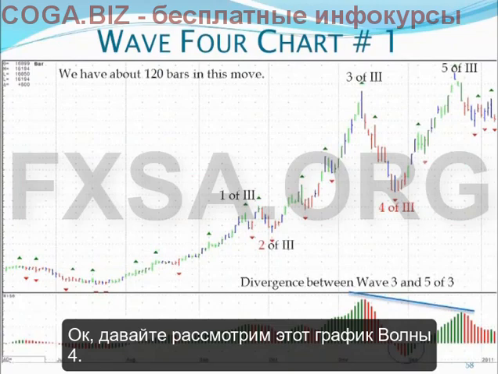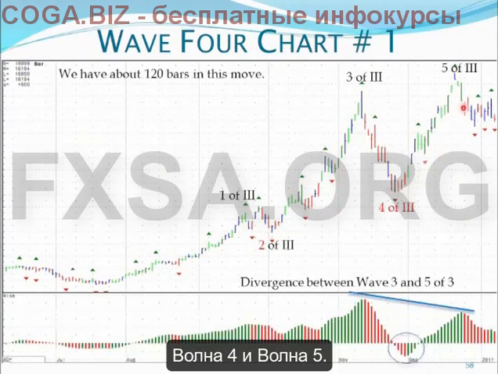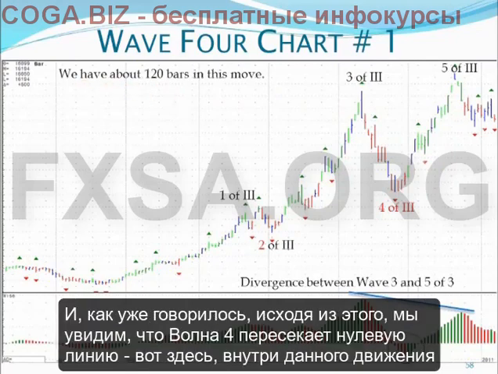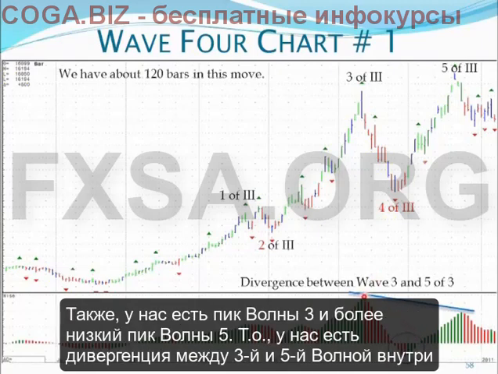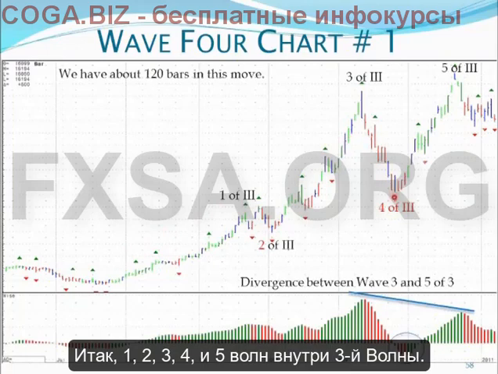Okay, let's look at this wave 4 chart. Now here what we have, we're going to start with a wave 1, wave 2, wave 3. That's our tallest peak, wave 4, and wave 5. Now remember, we discussed the correct number of bars. This has 120 bars in the move. So with that being said, we're going to see that wave 4 crosses 0 here within this move. We also have a peak of wave 3, and we have a lower peak for wave 5, so we have divergence between the third and the fifth wave of the third wave because of the number of bars in this sequence. So 1, 2, 3, 4, and 5 of the third wave.